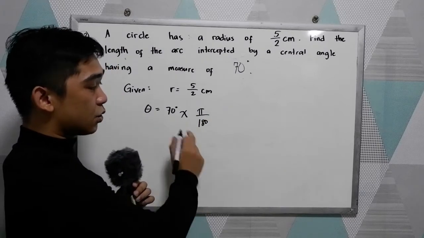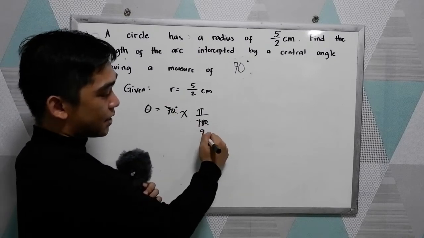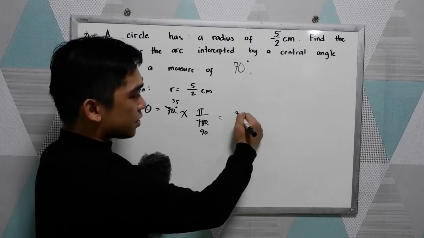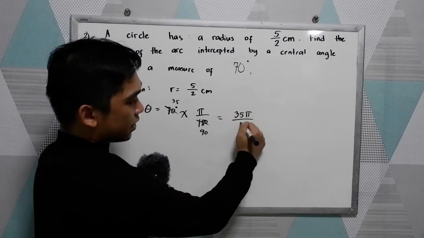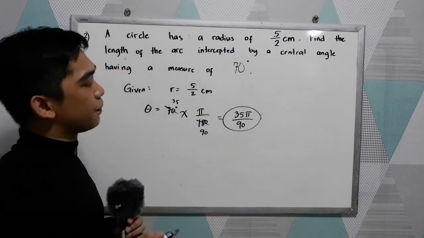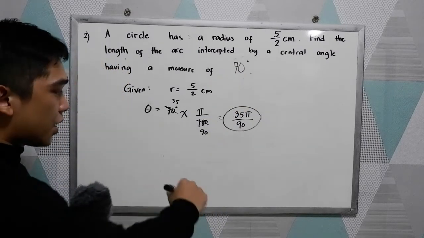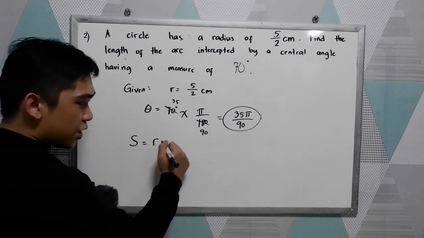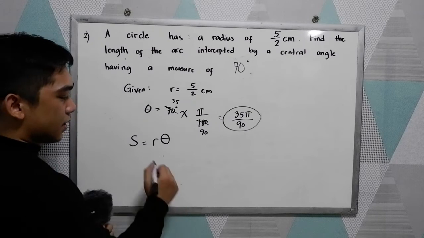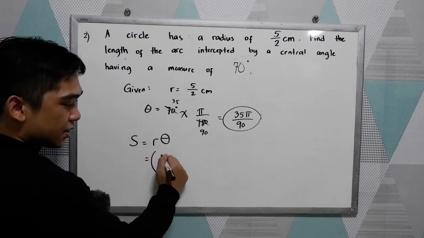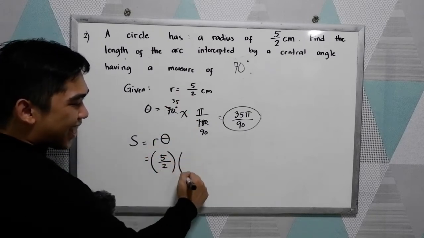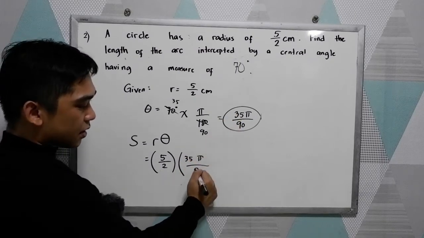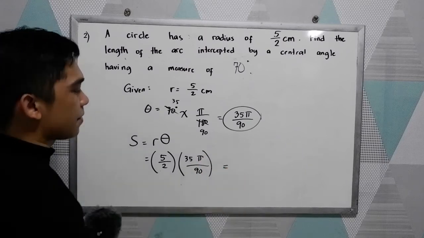Divisible by 2. So we have 90 here, then 35. So the equivalent is 35 pi over 90. Okay. So we're looking for the arc length. So that is equal to radius times the central angle. So the radius is 5 over 2 times 35 pi over 90.